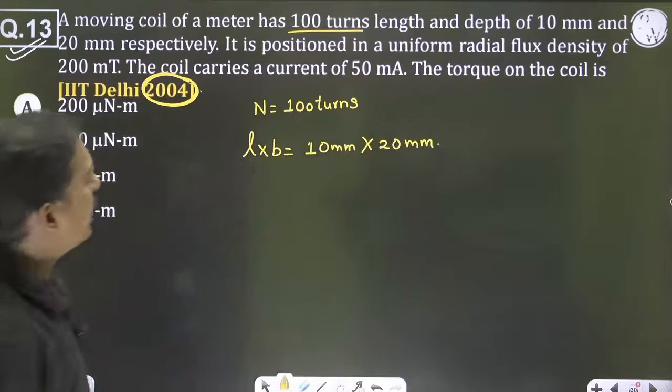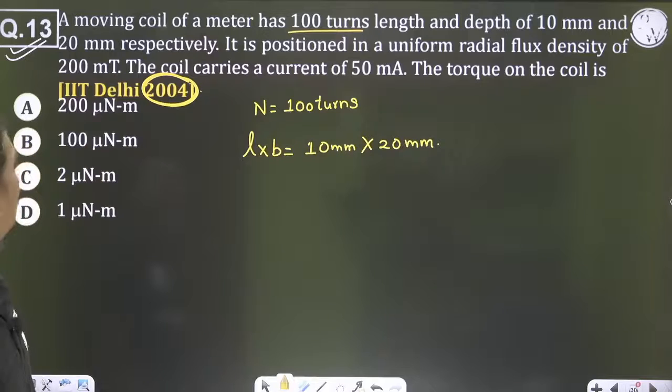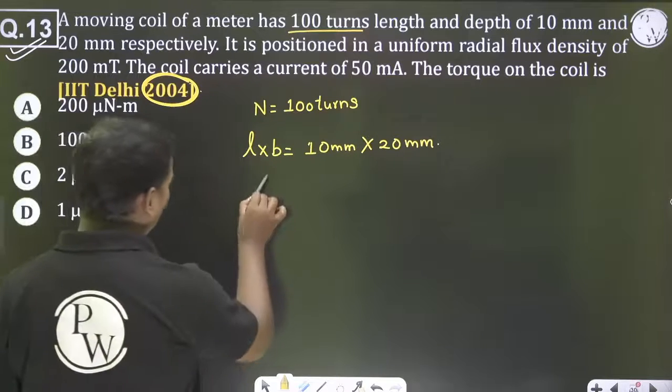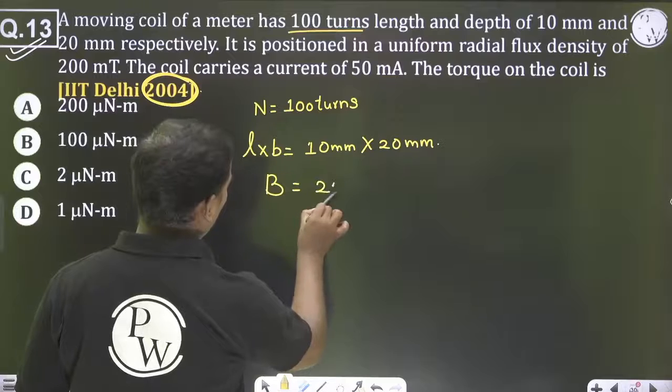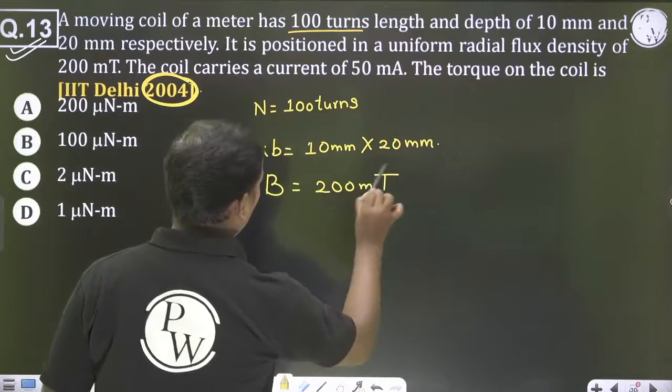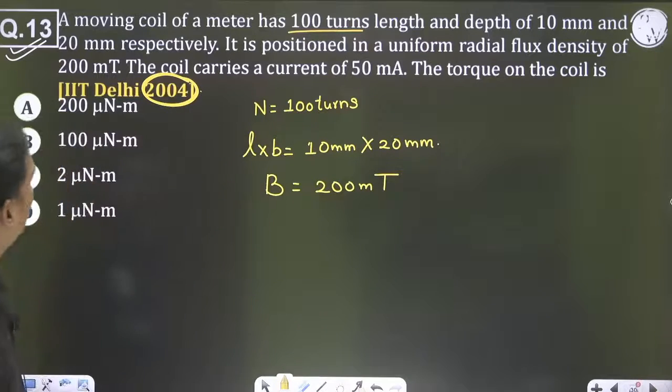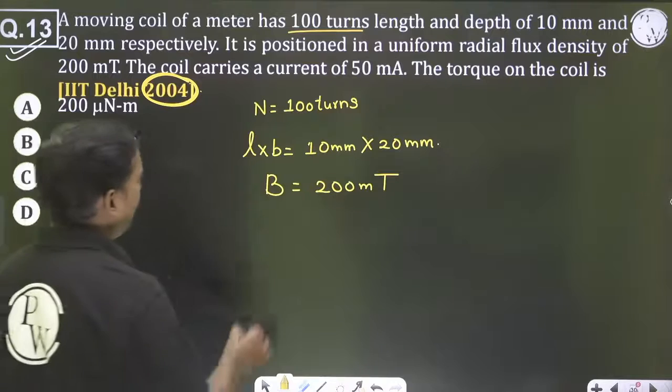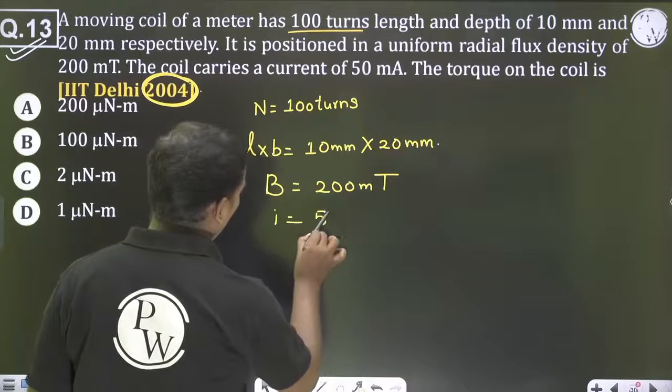It is positioned in a uniform radial flux density of 200 millitesla. So B is given, that is 200 millitesla. The coil carries a current of 50 milliamperes. The current carried is how much? 50 milliamperes.